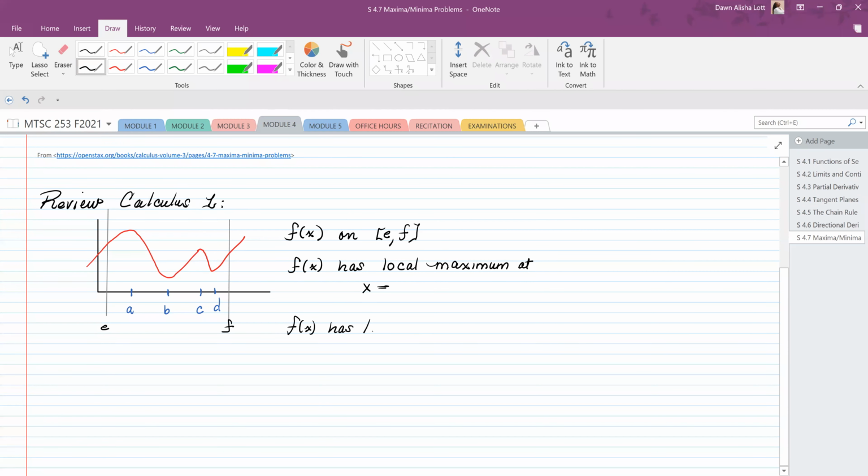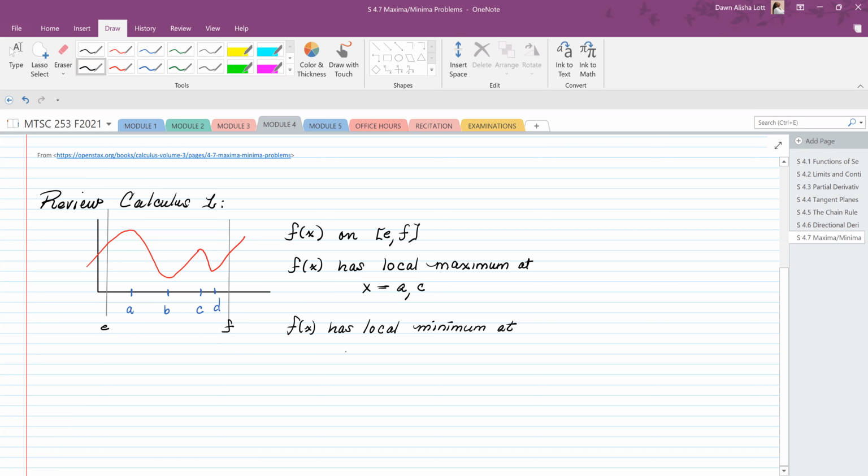Anaya? Yes, what did you say? I'm sorry. I said f of x has local maximum at the point, which points? Oh, I can't see that. Is that a 3? Where? Oh, A and C. Okay. No, at A, you are right. Oh, I thought the E and F are the endpoints. Yeah, I just peeped that.